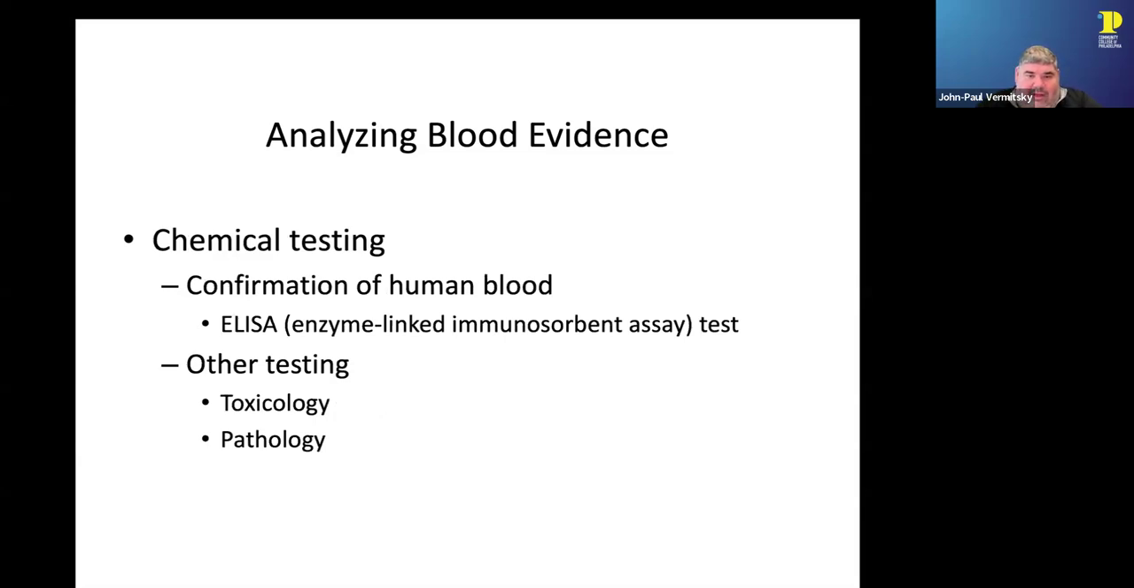Once in the lab, they can do various types of chemical testing. One, to confirm that it's human blood. There are some quick assays that can determine that right off the bat, even at the crime scene. These are typically what we call enzyme-linked immunoabsorbent assays, or ELISAs. An example of an ELISA would be the COVID test, where you take a sample, mix it with a few things, run it on some type of diagnostic tool, and then you end up with a result.